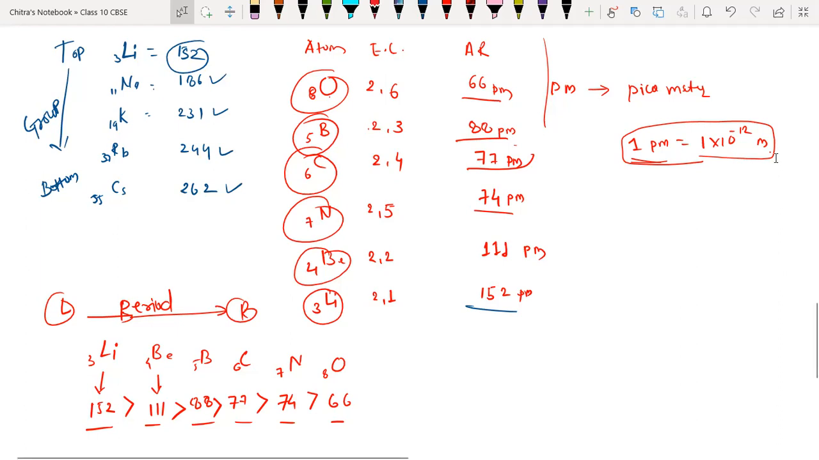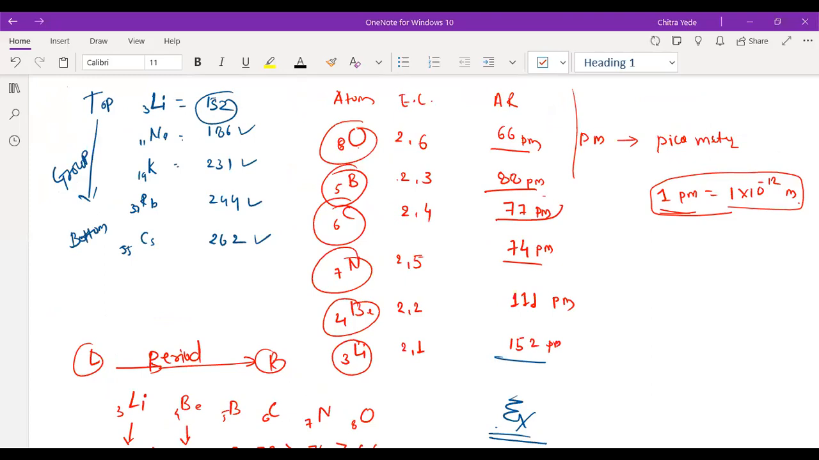So again, take a screenshot for that. The red one is for period and the blue one is for group. This is an example. So here we have completed the trend of atomic radius and atomic size in group as well as in period.